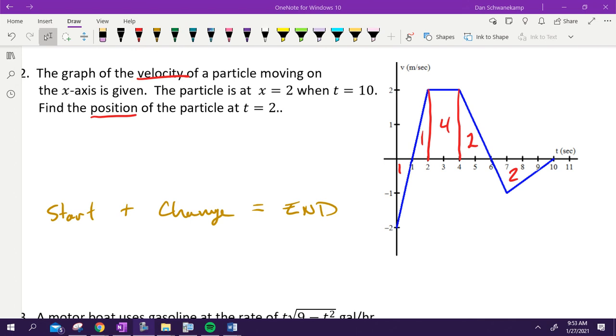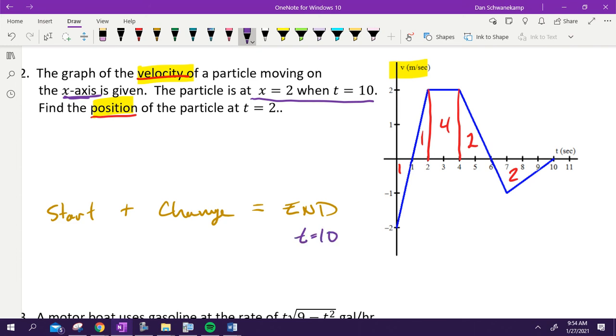Again, the key as I look at this question, this is a graph of velocity. They ask me for position. If I'm going from velocity to position, I've got to do start plus change equals end. Okay, what do I know here? Well, I know it's moving on the x-axis, so we hate when they do that, but they do this weird thing where x and t, but that's all right. Okay, t equals 10. Is that going to be my start or my end? It's my end because it's the bigger of the two numbers.